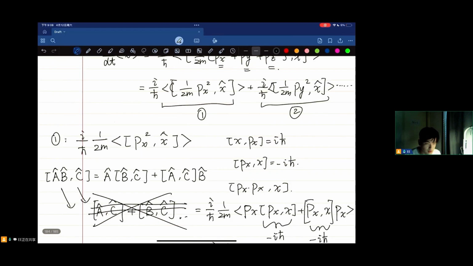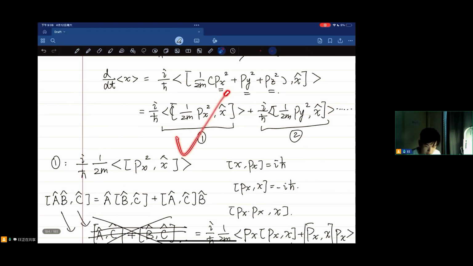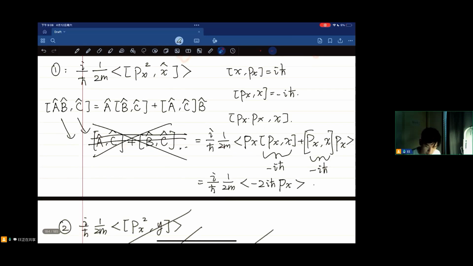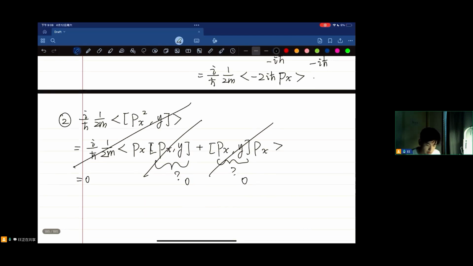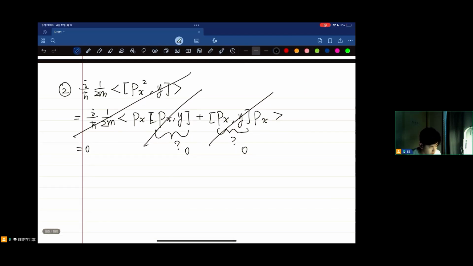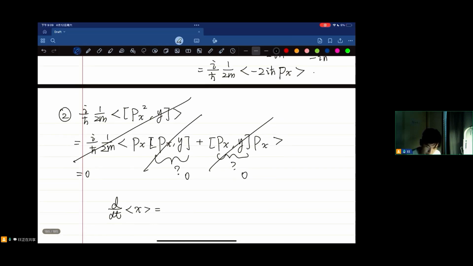Okay, so what does this tell us? This means that the third term here is also 0. So we have this, but 0, 0. So we only need to care about this. The result here will be our result for the entire equation. So let me write down the full version. d/dt of the expectation value of x will be equal to this.